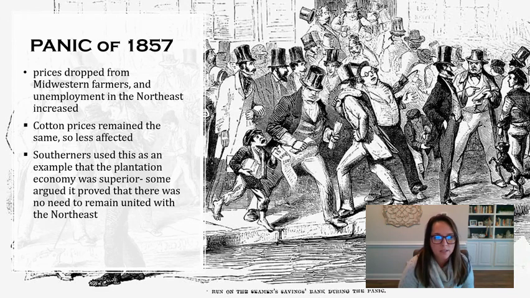The reason the cotton prices stayed the same is because they were in such high demand at that point in time. But eventually, cotton prices are going to come down after the Civil War and have a detrimental effect on Southern planters, in addition to the consequences of how the war affects the Southern economy as a whole.